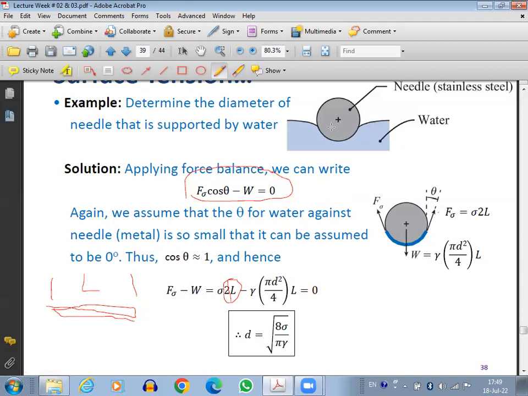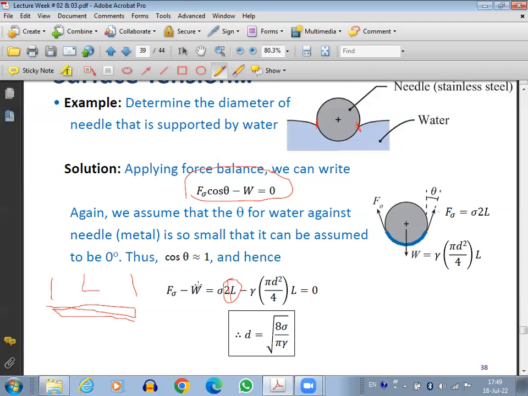If you look here, this is the needle. So L here, and L here across the length. That will be the circumference in contact of needle with water.